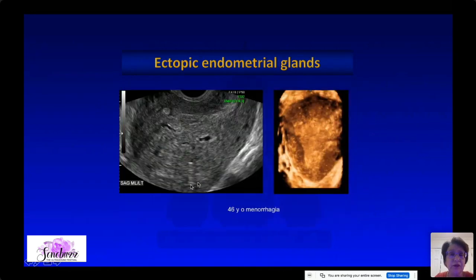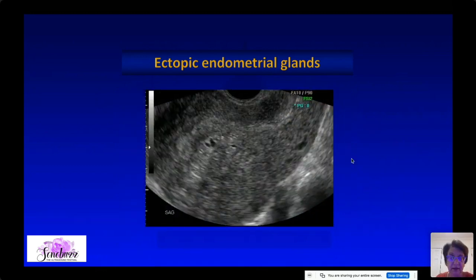Another example, these are the endometrial glands into the myometrium. You can have these echogenic nodules. You can have these cystic areas and these lollipop type cystic areas extending from the endometrium into the myometrium. And sometimes you can see these echogenic lines that are projecting from the endometrium into the myometrium. You can see it very well on the coronal 3D reconstruction.